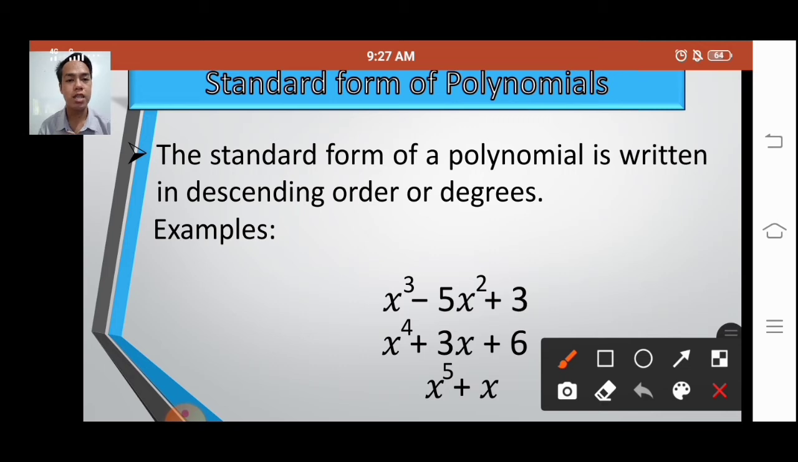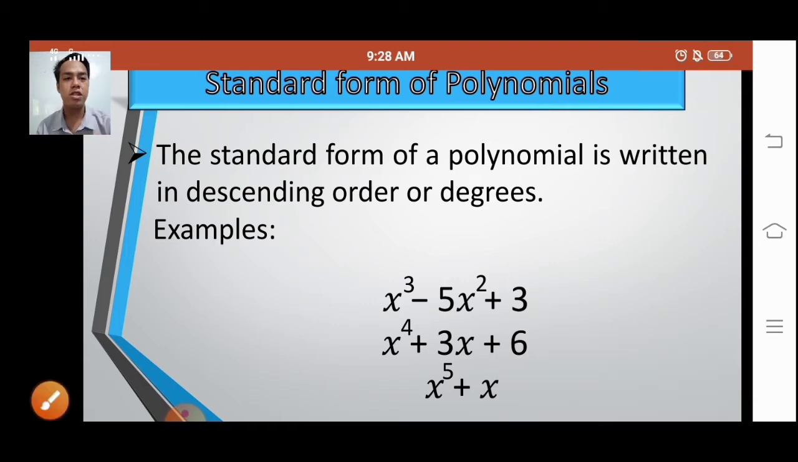Okay? 3x has an exponent of 1. So meaning 4 comes first. Third, x to the 5th plus x. Again, the first term has an exponent of 5, and the second term, which is x, has an exponent of 1. So 5 comes first, followed by x. So that is the standard form of polynomials.